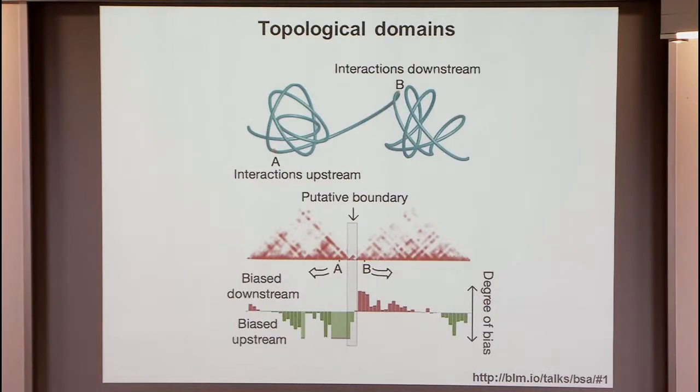And so you can use them, again, in the question of how far away you want to look for an enhancer for your gene. You can look at where it is, the topological domains, and where the boundaries are for it.